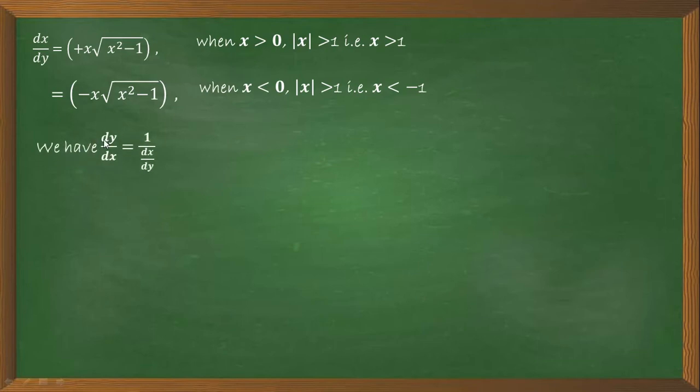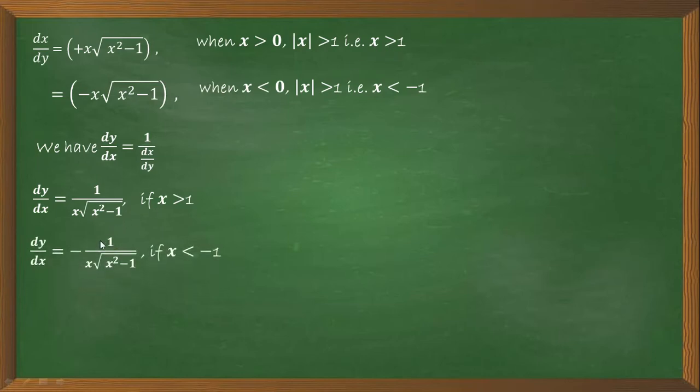Okay, so what is dy by dx? So dy by dx is equal to 1 upon dx by dy. So we get dy by dx is equal to 1 upon x into root of x square minus 1 if x is greater than 1, means this condition. See, both these derivatives are positive, because when x is less than minus 1 all numbers are negative. If you put here, then all this quantity become positive quantity. So dy by dx is equal to, we get 1 upon x into root of x square minus 1 if x is greater than 1, means this condition.